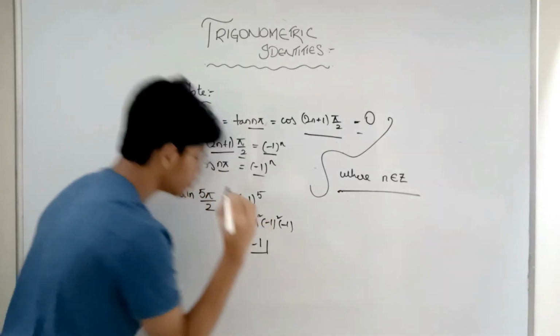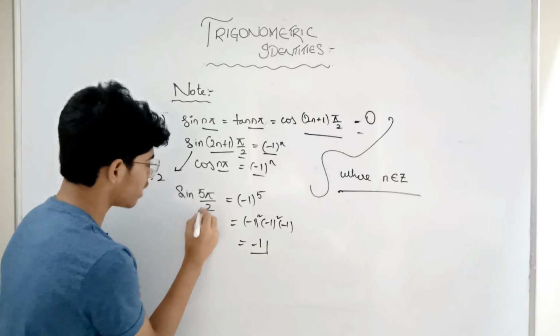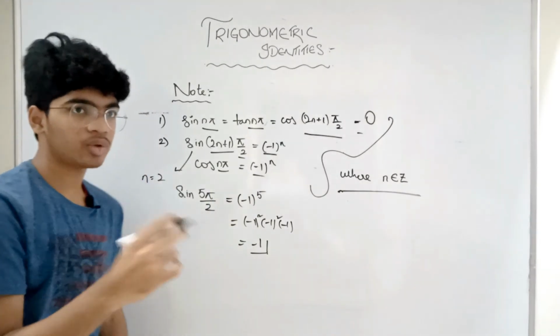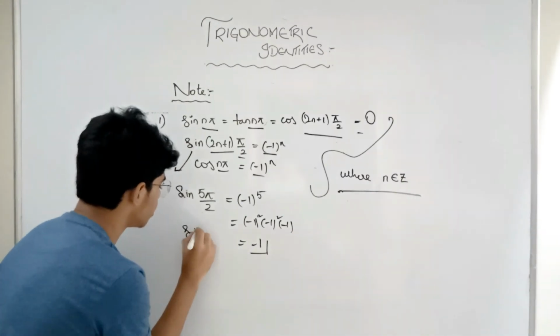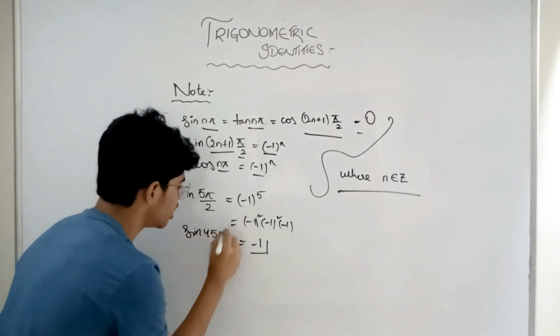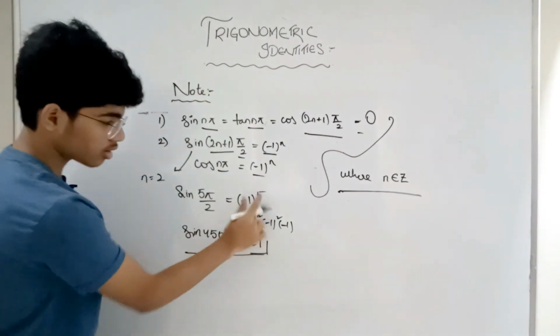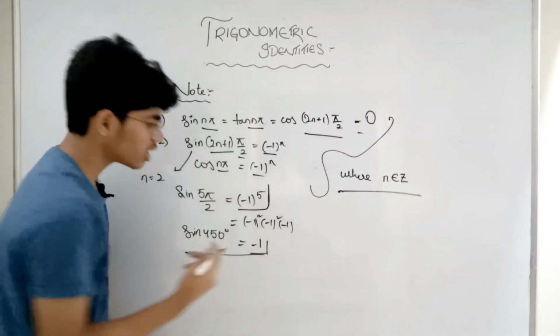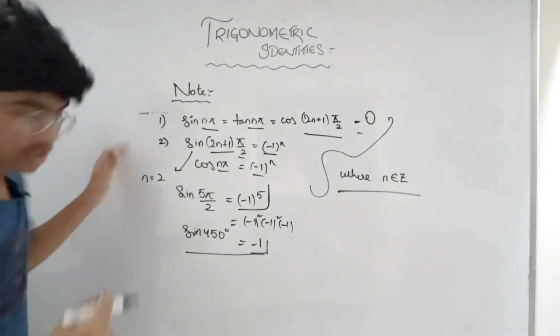That's it. And this 5 pi by 2 we have to calculate. So 5 pi by 2 is nothing but 5 into 180 by 2, 5 into 90, and that is 450. So sine 450 degrees equal to minus 1. So we have got sine 450 using a short method, using a small integer, right? That is the power of note.